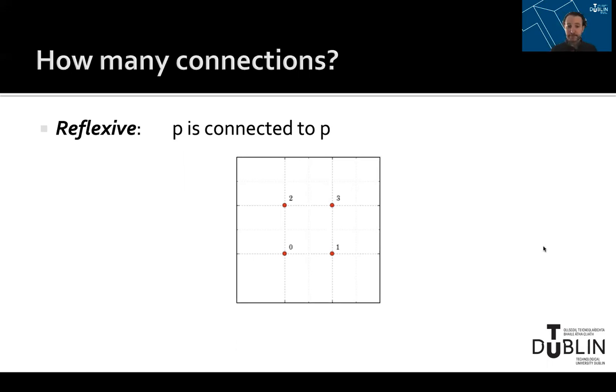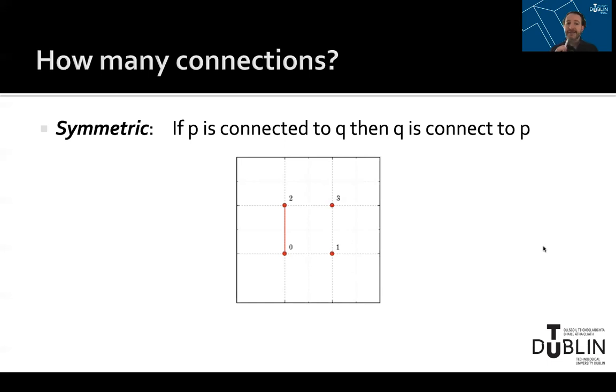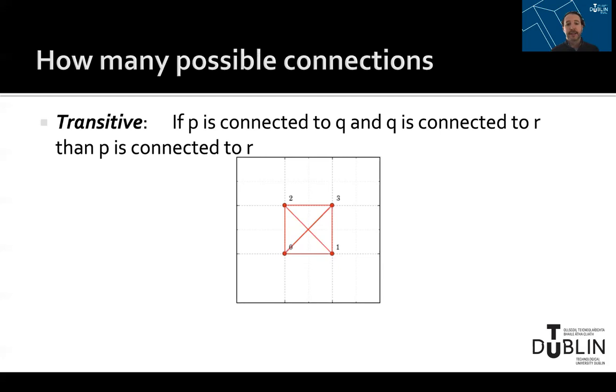Now, symmetric. This is Facebook. If P is connected to Q, then Q is connected to P. So if 0 is connected to 2, 2 is connected to 0. There's no arrow. In other network models, you can include an arrow saying 0 is connected to 2, but 2 isn't connected to 0. But in the examples and the algorithms we're going to do, as soon as you make a connection, you're connected both ways.